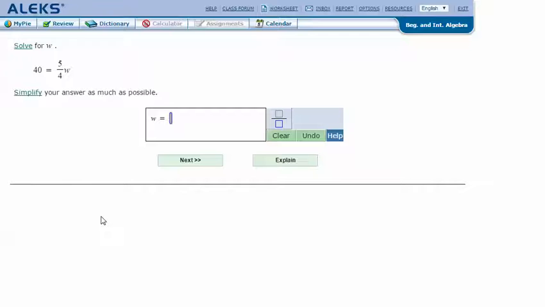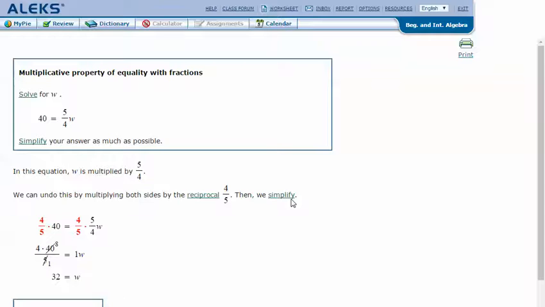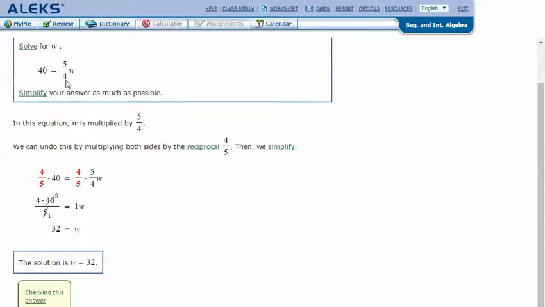Here's an example problem. Solve for W. 40 equals 5/4 W. Let's click Explain. In this equation, W is multiplied by 5/4. We can undo this by multiplying both sides by the reciprocal, which is 4/5.